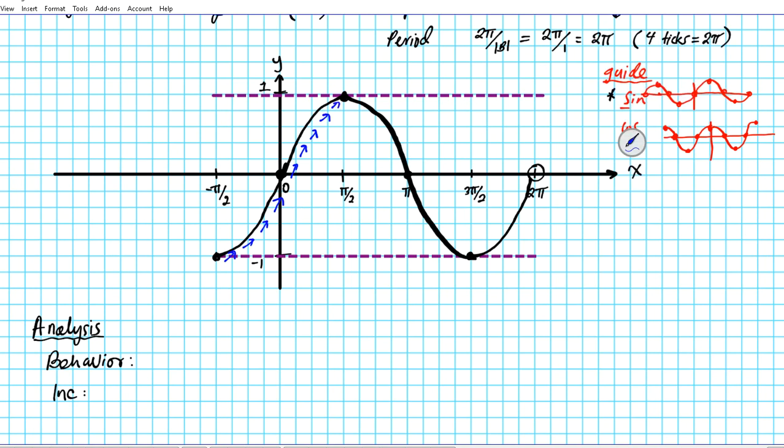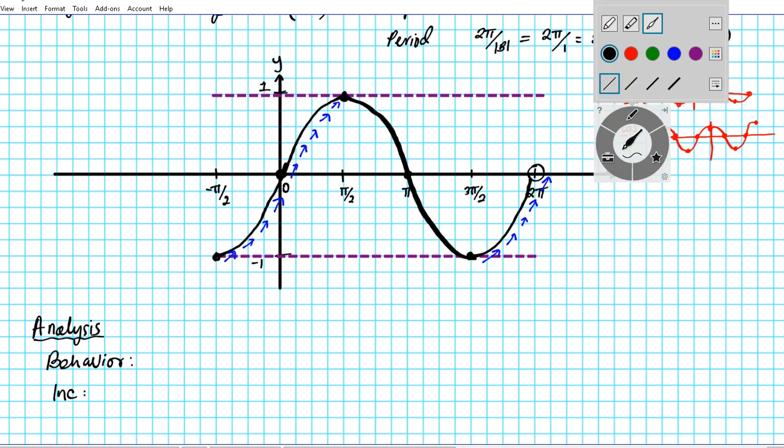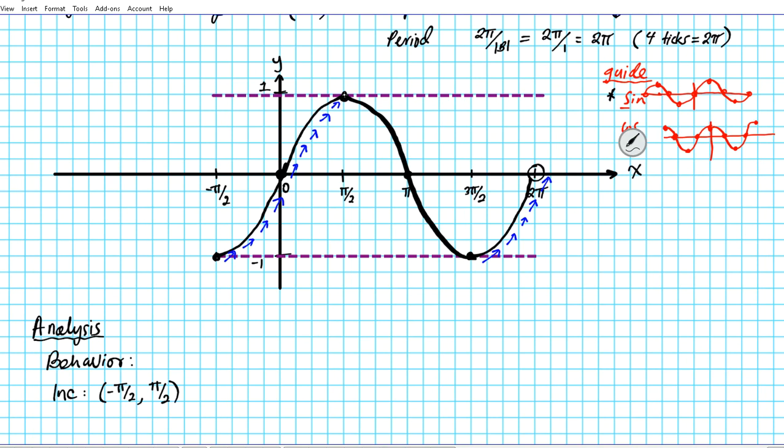Do you see another interval where this graph is increasing? From 3 pi over 2 to 2 pi. In that interval it's also going up, up, up, all the way up. So let's specify our intervals where the function is increasing. It's increasing from negative pi over 2 to pi over 2. We're using parentheses because at the extremes it's neither increasing nor decreasing. And then it's also increasing union 3 pi over 2 to 2 pi.